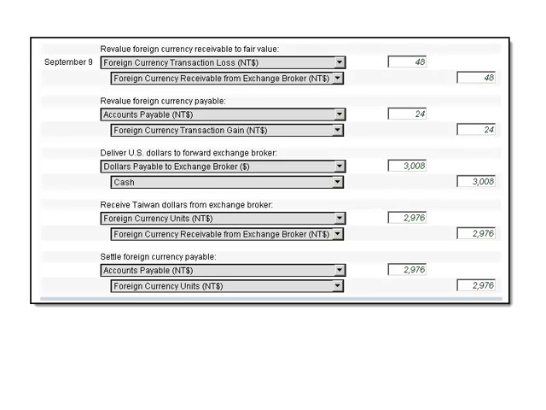Okay, so there's the entry again for the remaining entries for number 3. There certainly are a number of journal entries that get involved with foreign currency transactions. All right, next we'll look at number 4.